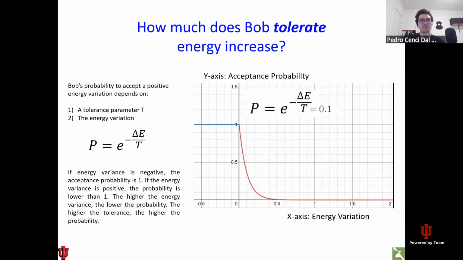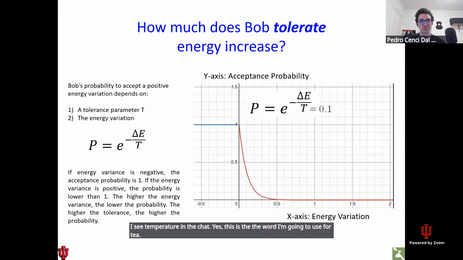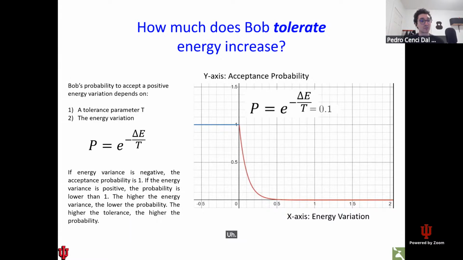And maybe I already used the word temperature. I see temperature in the chat. Yes, this is the word I'm going to use for T from now on, temperature, because it's also the word we use in the code. This parameter is called temperature in the code for historical reasons.